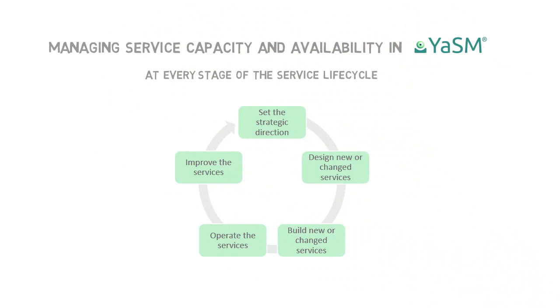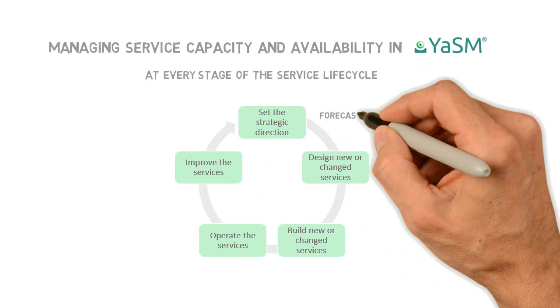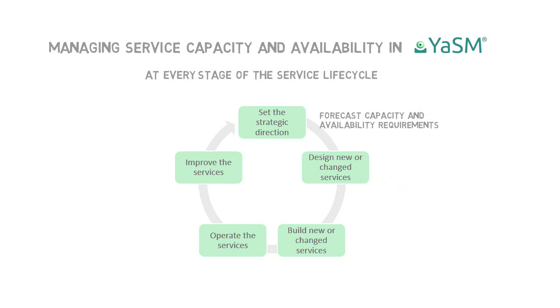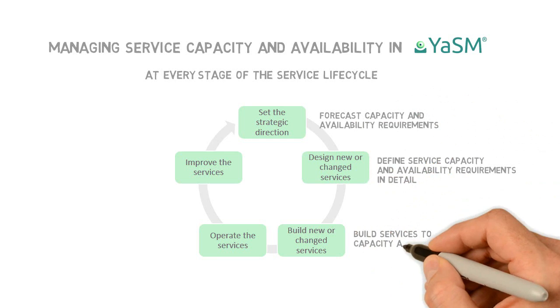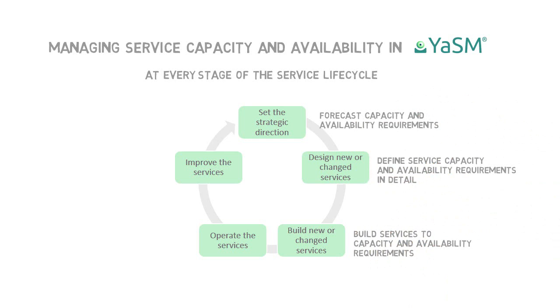lifecycle. At the strategic level, we try to come up with forecasts of how the service capacity and availability requirements will evolve in the longer term. During service design, we define the capacity and availability requirements of new or changed services in detail, in the form of service-level targets. Then we set up the services in a way that capacity and availability requirements can be met.